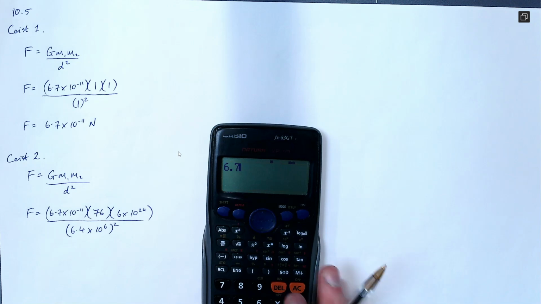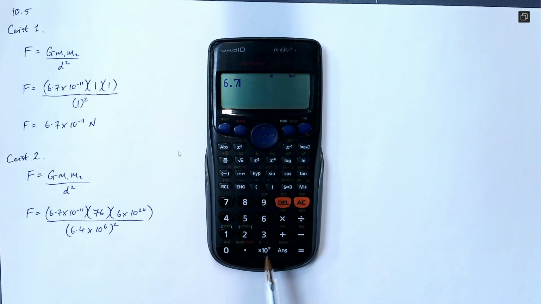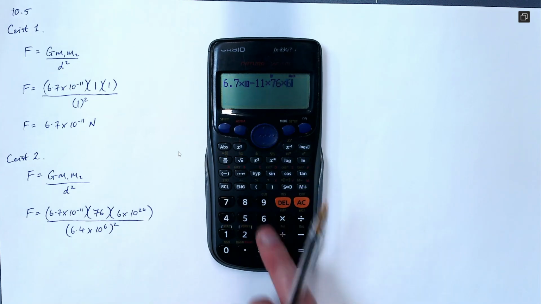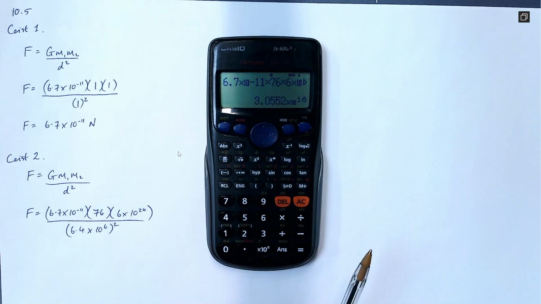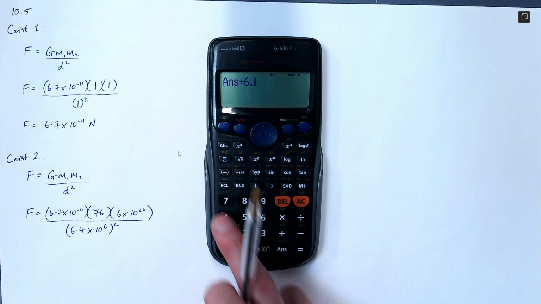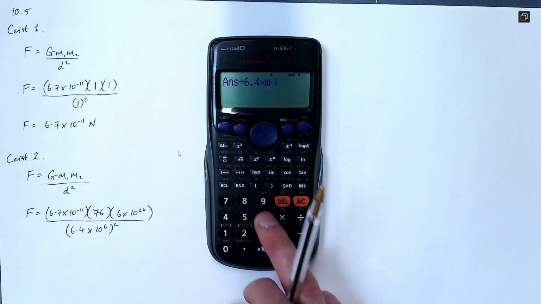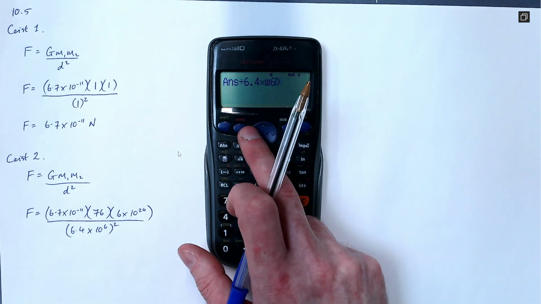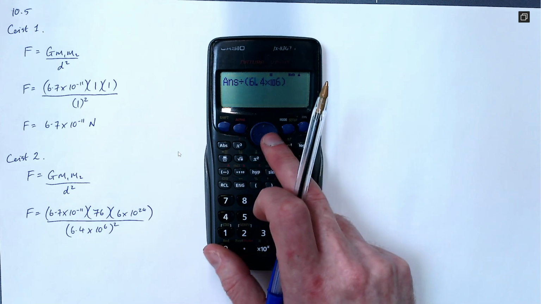So 6.7 by 10 to the power of minus 11, times the mass of the woman 76, times the mass of the earth 6 by 10 to the power of 24, over the radius 6.4 by 10 to the power of 6 squared.